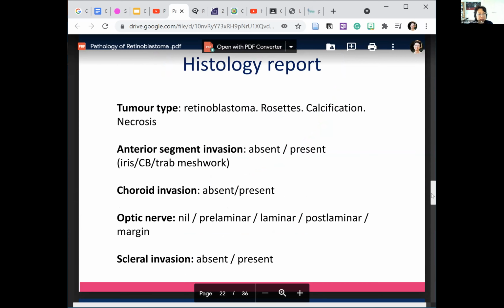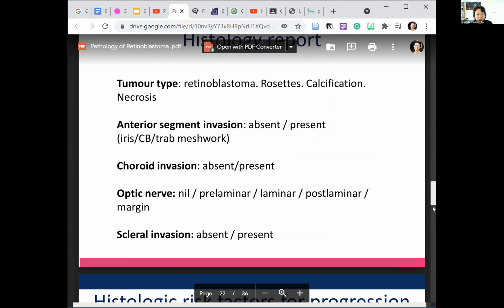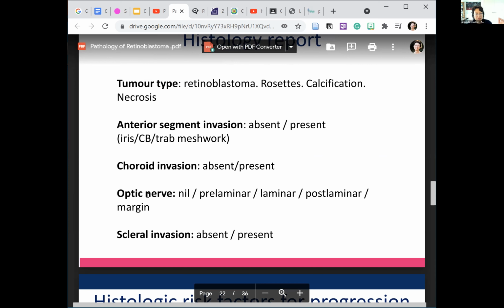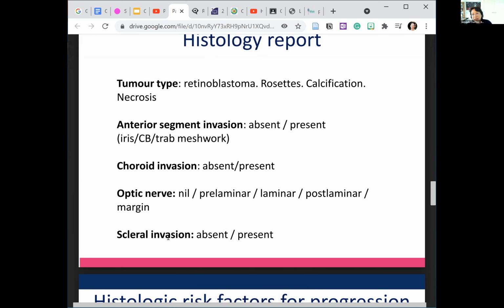So these are the things that are important in retinoblastomas. Anterior segment invasion, choroid invasion, optic nerve. Just start at the front. Anterior, choroid, optic nerve, and then of course scleral invasion. That's the whole outside part. So most of you have got that.